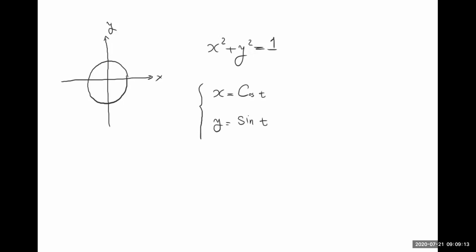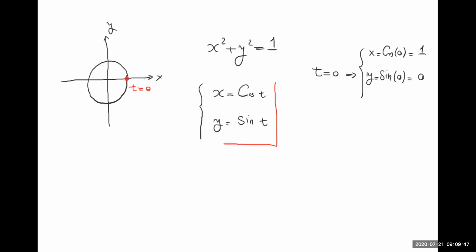First, let's try a few points. Let's see where the particle is when t is 0. If t is 0, x is cosine of 0. What is cosine of 0? It's 1. Y is sine of 0. What is sine of 0? It's 0. So x is 1 and y is 0. It's here. So at t equals 0, if I had a particle following this parametric equation, at time t equals 0, the particle would have been here, right?